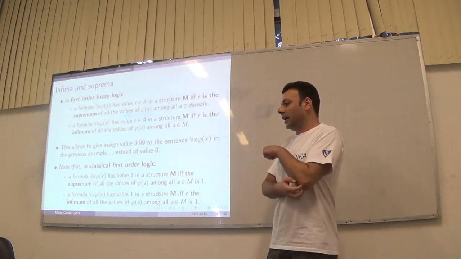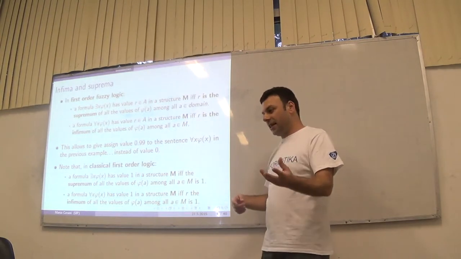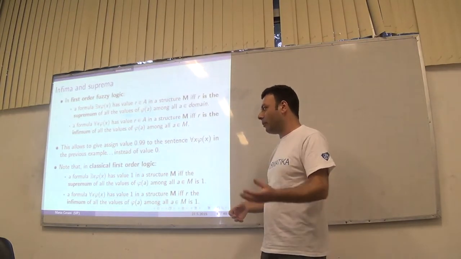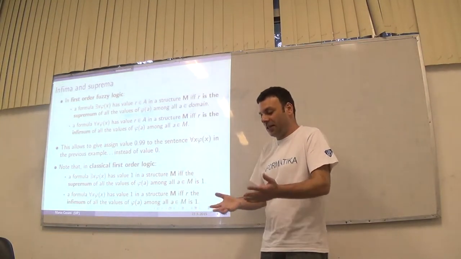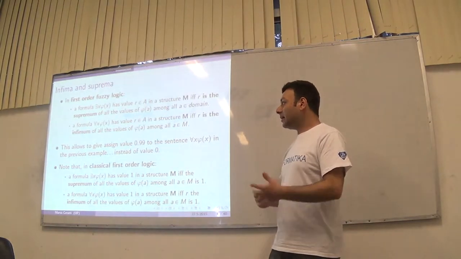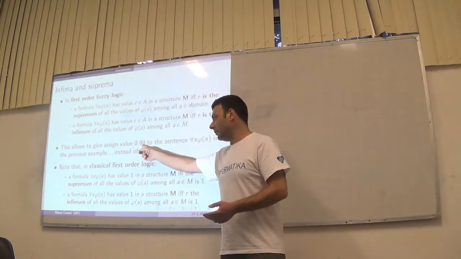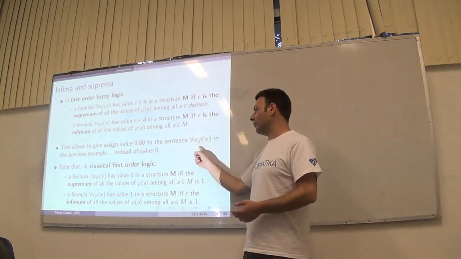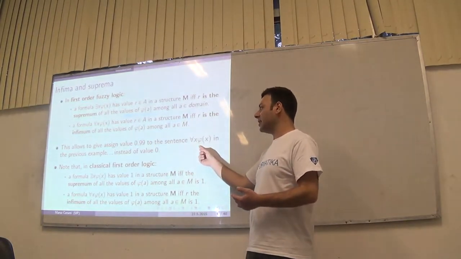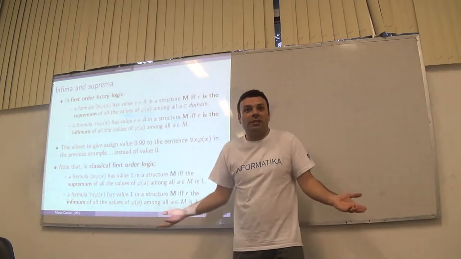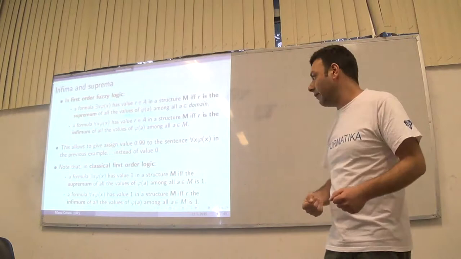Indeed, in classical logic, the existential definition and the supremum-based one are equivalent. But in fuzzy logic, in this way, we can give a value to the universal quantification of the previous example. The minimum of all the instances will be 0.99, because all the instances were 0.99. So this formula can have a multivalued value.